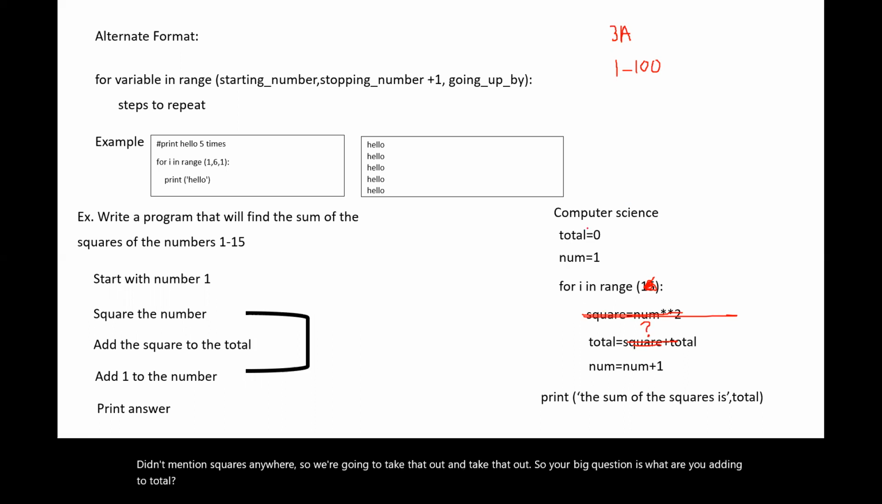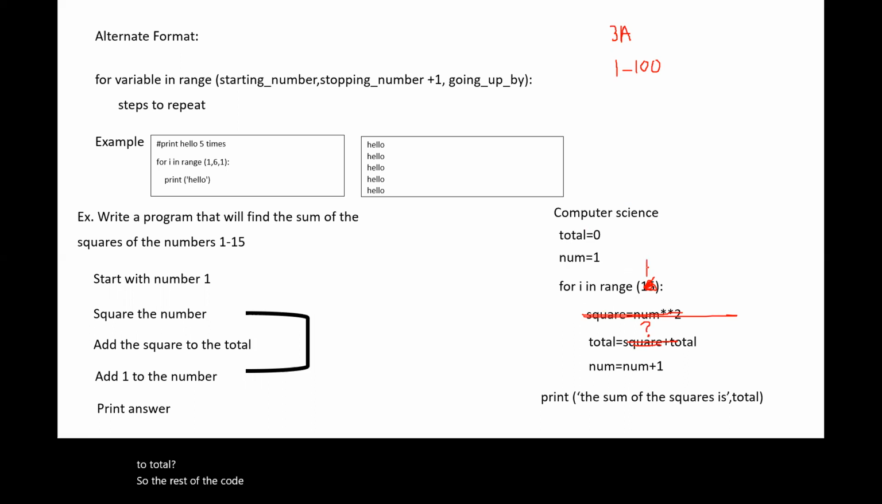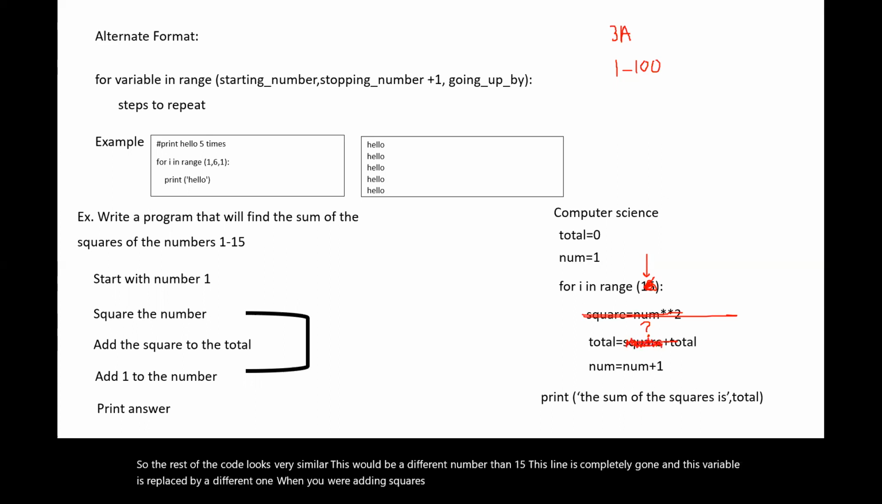So the rest of the code looks very similar. This would be a different number than 15. This line is completely gone, and this variable is replaced by a different one. When you were adding squares, the variable was called square. When you're adding numbers, what do you think it is?